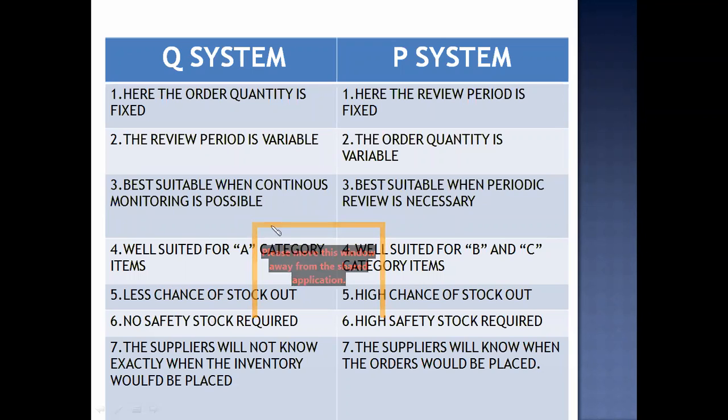Then comes under Q system, the suppliers will not know exactly when the order would be placed. The suppliers here in Q system will not know, so इधर क्या होता है, suppliers को हमेशा ready रखना पड़ता है inventory suppliers के पास. But P system में the suppliers will know when the orders would be placed. Accordingly, their planning can be done.